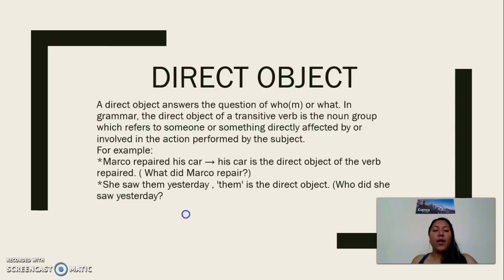For example, Marco repaired his car. His car is the direct object of the verb, because we can ask the question, what did Marco repair? And the answer is his car. So his car is the direct object because it's answering the question what. Next example, she saw them yesterday. Them is the direct object because we ask the question, who did she see yesterday? And the answer is them.